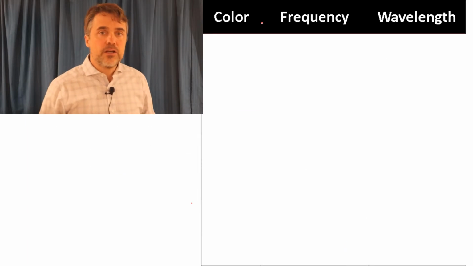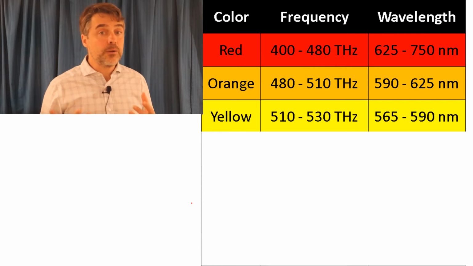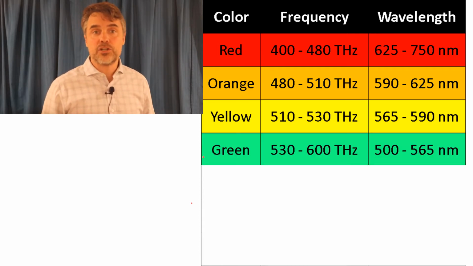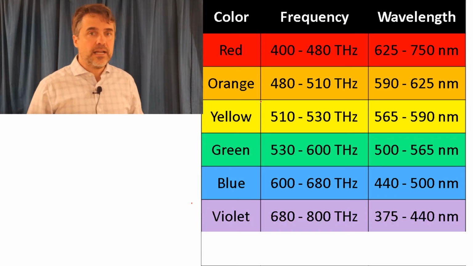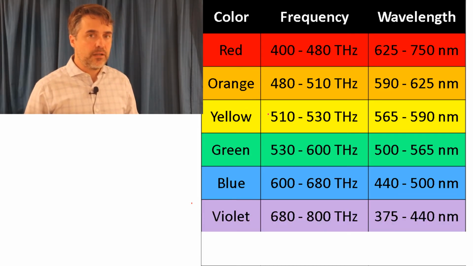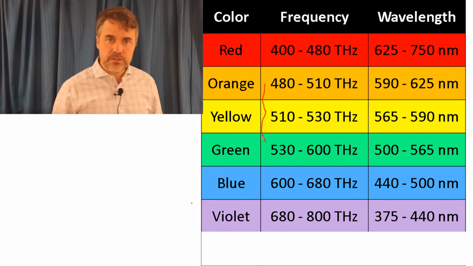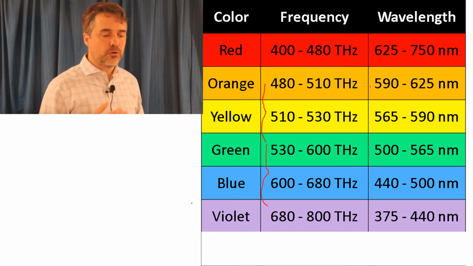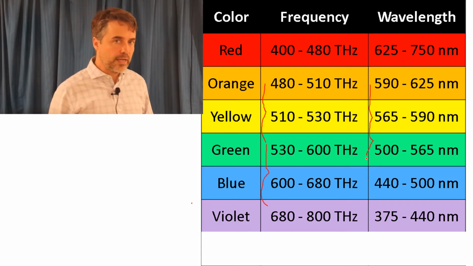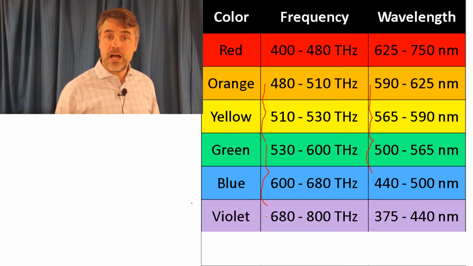Here's a list showing the colors of the rainbow and an approximate frequency and wavelength range for each color. You can see that as you go up from red to violet through the colors of the rainbow, the frequencies get higher and higher, and the wavelengths get shorter and shorter. Red light has the lowest frequency we can detect with our eyes, and violet has the highest frequency.